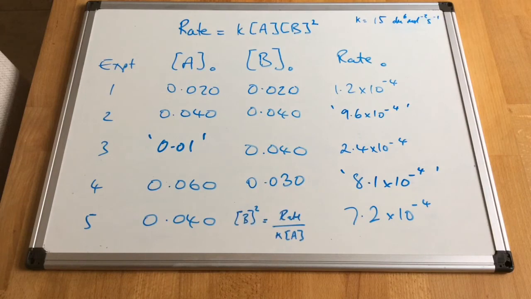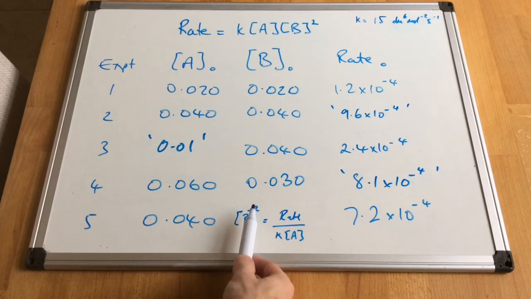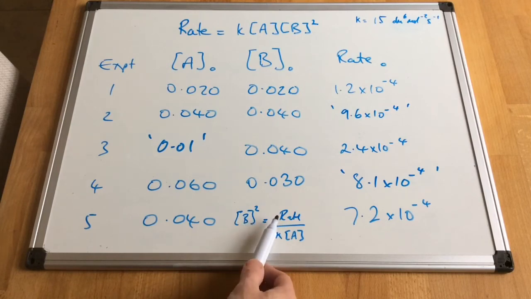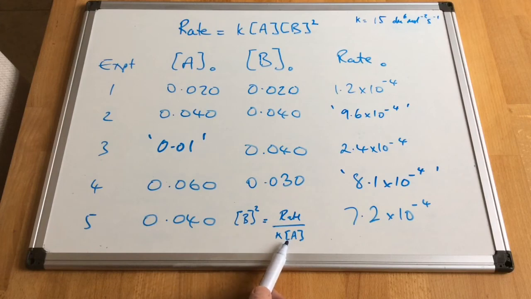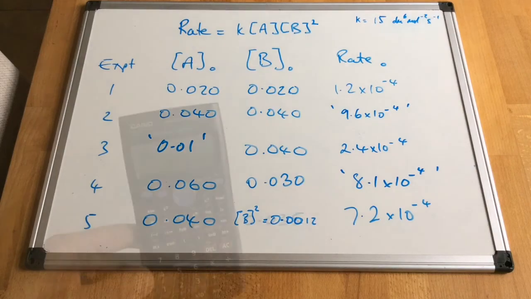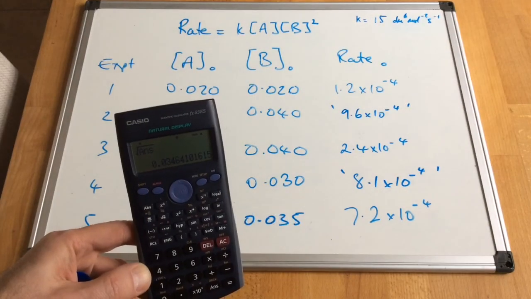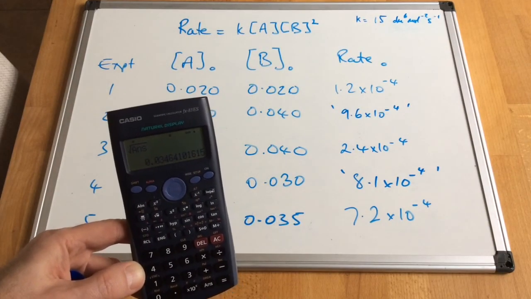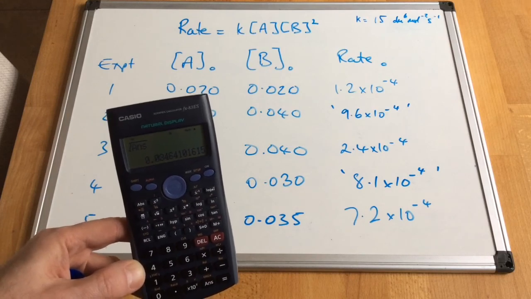And to work out the final one, you can see I've rearranged it so we've got the initial concentration of B squared. I've kept the squared term in, just remember we need to square root at the very end. So that rearranges to B squared concentration equals rate over K times the initial concentration of A. So you can see I've got the concentration of B squared coming out at 0.0012. So we just need to square root that. You can see there's my calculator value, and to keep the numbers consistent, you can see I've expressed it as 0.035.